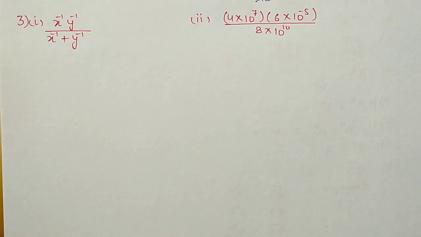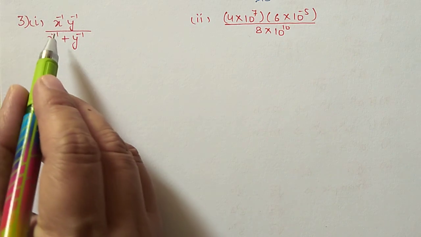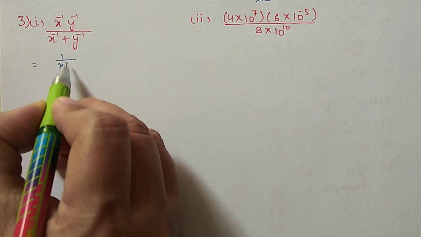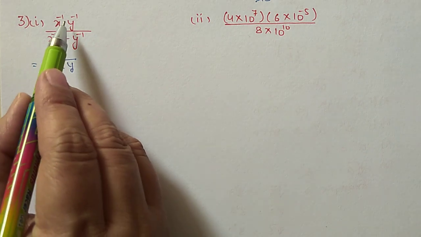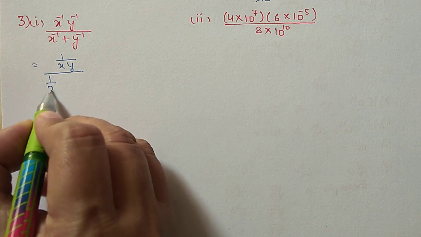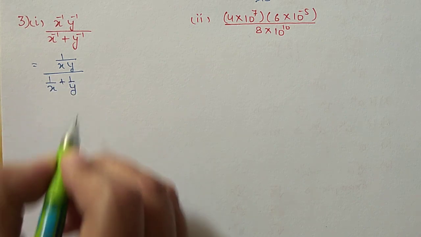Next question number 3, first part, x to the power minus 1 y to the power minus 1 divided by x to the power minus 1 plus y to the power minus 1. This is similar to the last question, and we have to do it the same way. First we will take the reciprocal, it will become 1 by x and 1 by y. Minus power we have to change into plus. Denominator 1 by x plus 1 by y.